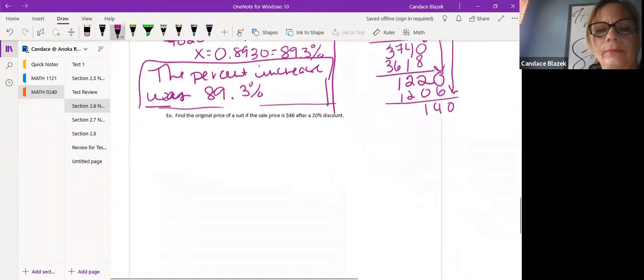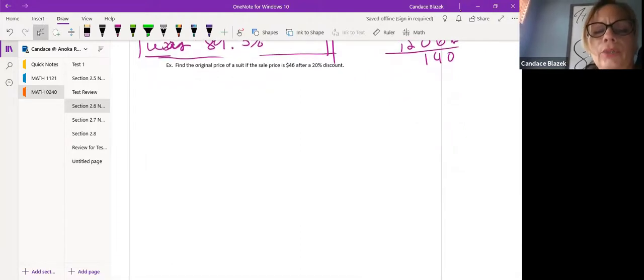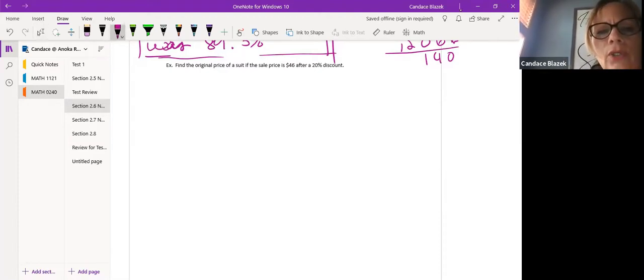Last example for this section. Find the original price of a suit if the sale price is $46 after a 20% discount. So what we're trying to find is the original price. That would be the whole or the total. We know that the discount is 20%. So let's find out, what do I know about this?